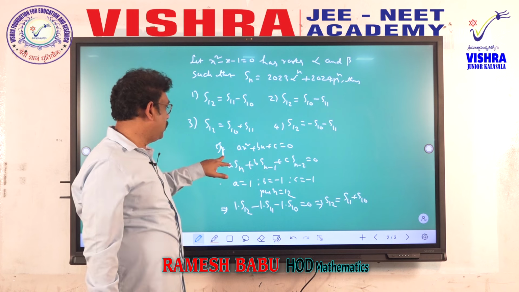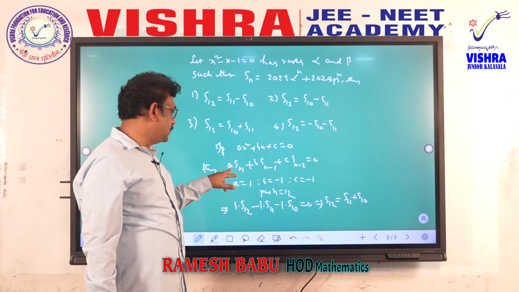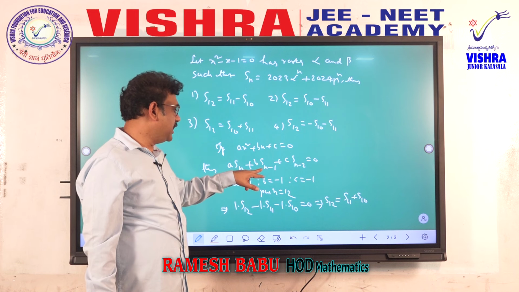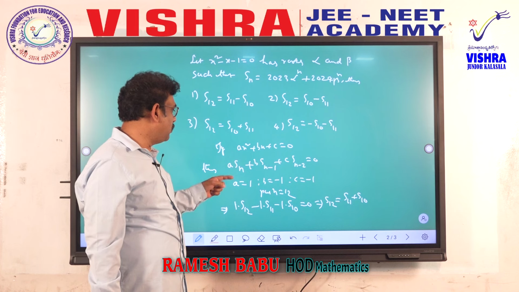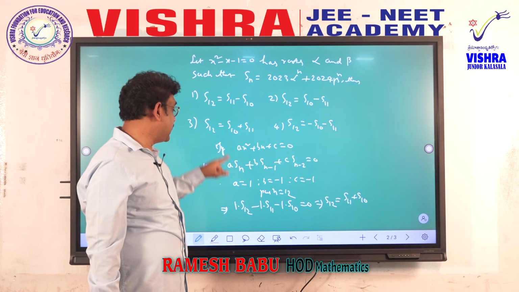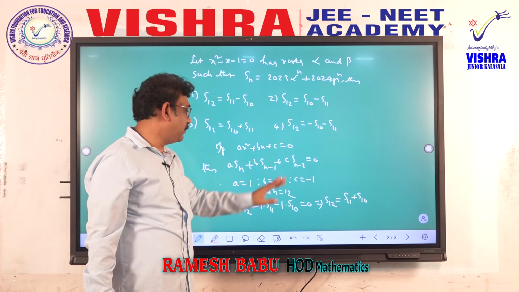Yes. Now, if AX square plus BX plus C equal to 0, then A into Sn plus B into Sn minus 1 plus C into Sn minus 2 equal to 0. Now, comparing with this equation, we get A is equal to 1, B is equal to minus 1, C equal to minus 1.